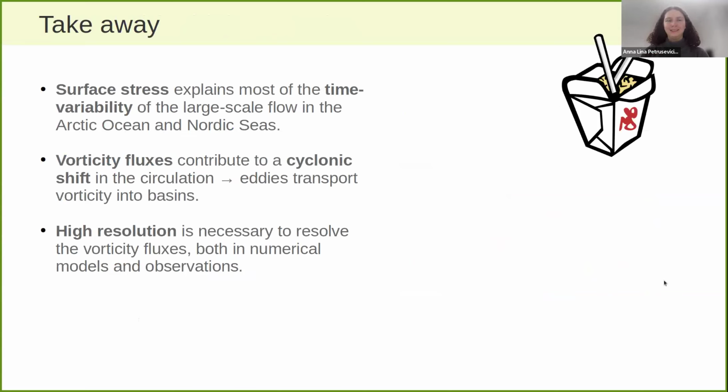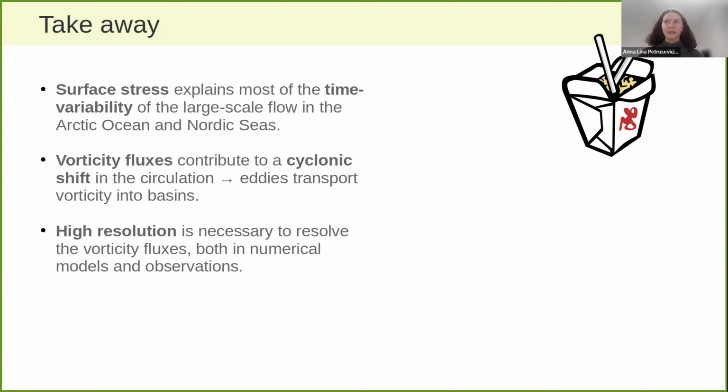So to end with, I have some takeaways for you. So we see that surface stress can explain a lot of the time variability of the large-scale flow. So if you want to see how the circulation is changing, you can look at how the surface stress is changing. However, we have this cyclonic offset. If you also include vorticity fluxes, we do get an increased cyclonic circulation.